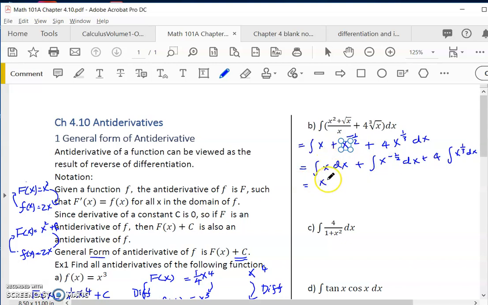So this is x to the 1 plus 1, so x squared over 2, plus x to the negative 1/2 plus 1, which is 1/2, over 1/2, plus 4 times x to the 1/3 plus 1, which will be 4 over 3, right? Over 4 over 3, plus c. Simplify. So it'll be x squared over 2 plus 2 square root x plus 3, because this 4 and 4 cancel, this 3 goes up, 3x to the 4 over 3 plus c.